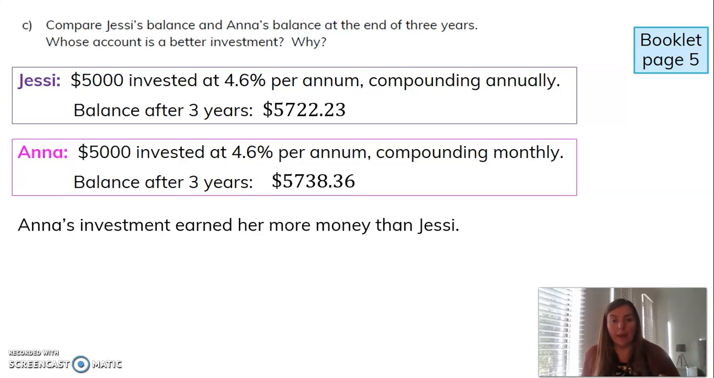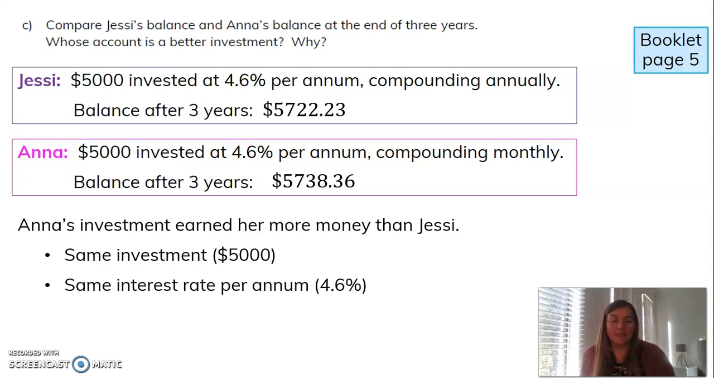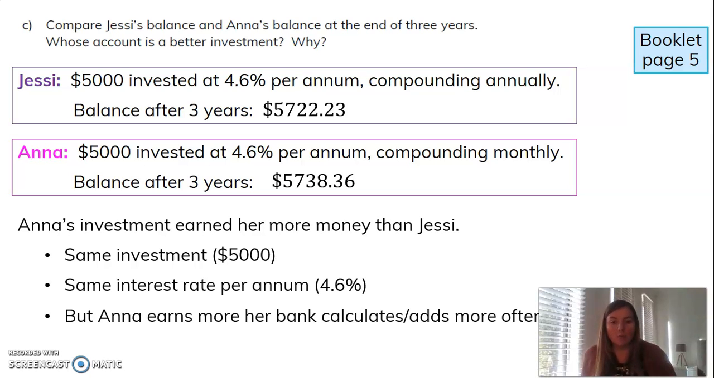Anna's bank is adding interest more often, and because it's compound interest, you are earning interest on top of the final balance of your previous month, and then they calculate interest again, and they keep on doing it like that. So the more often you are calculating and adding interest, the better off it is as an investment. So for this one here, they have the same investment and the same interest rate, but Anna earns more as her bank calculates and adds the interest more often. So more compoundings is better as an investment.